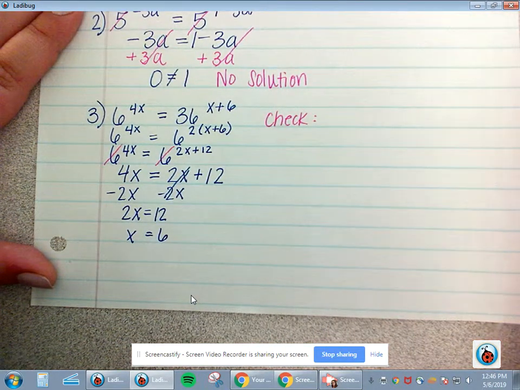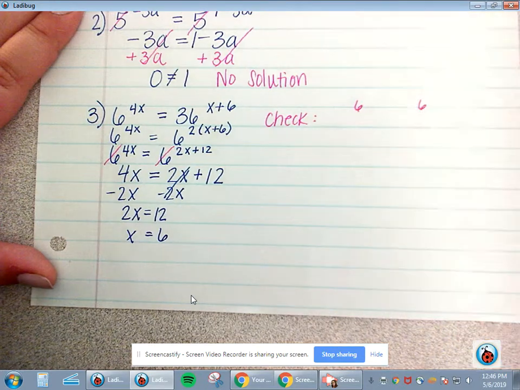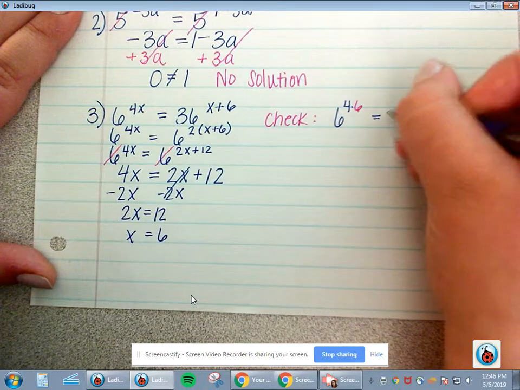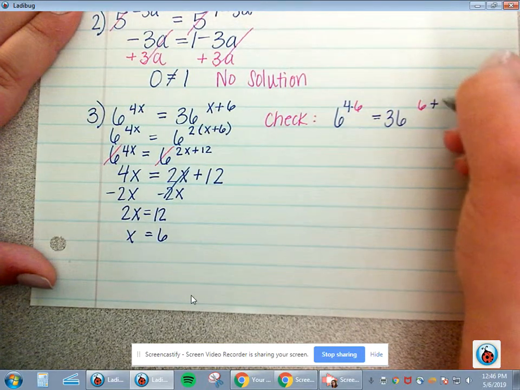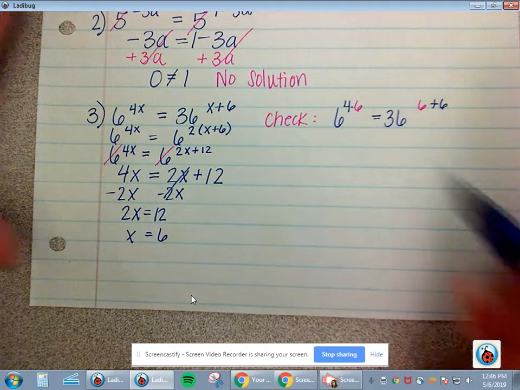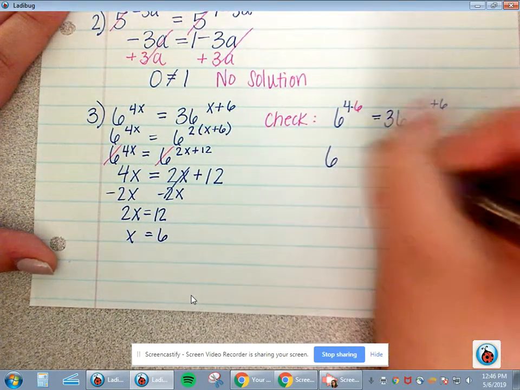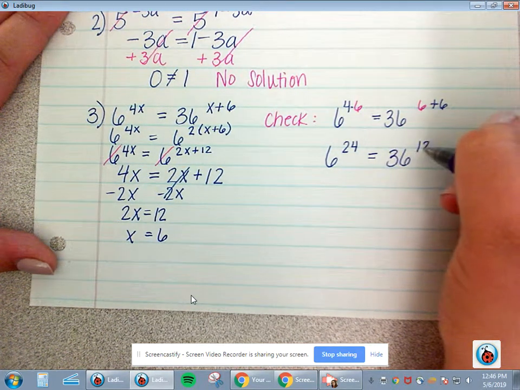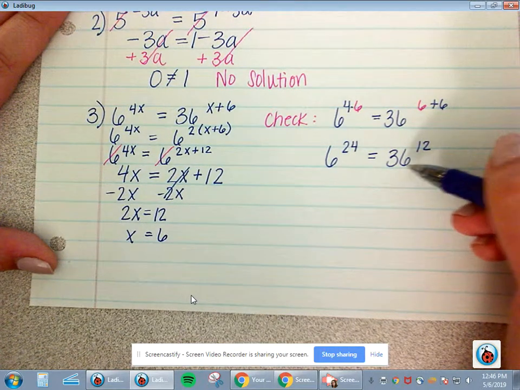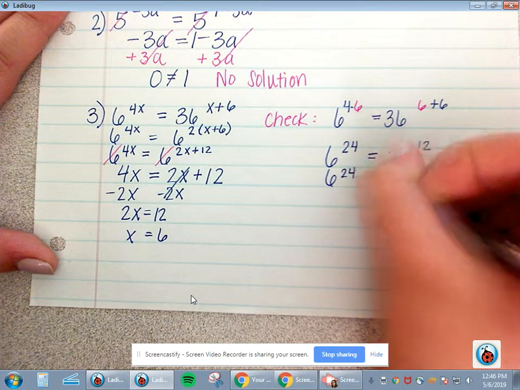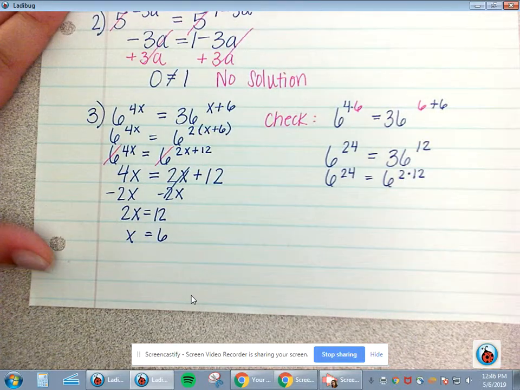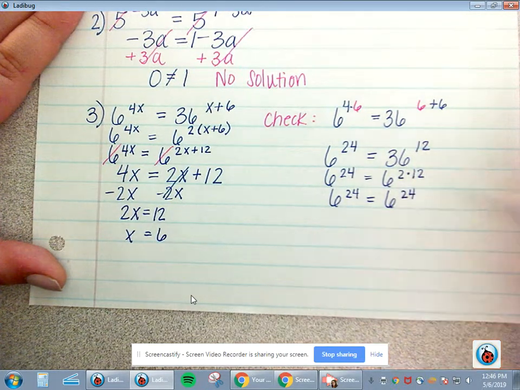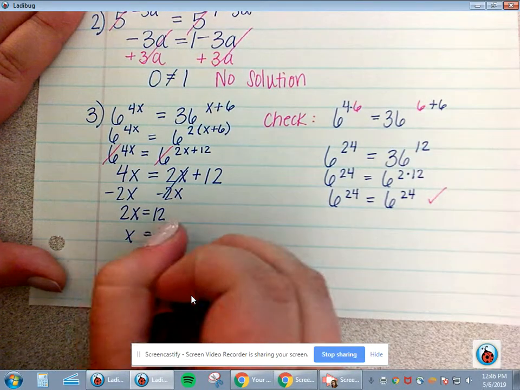If I plug it into the original, I have 6 to the 4x equals 36 to the x plus 6, so with x equals 6, 6 to the 4 times 6 equals 36 to the 6 plus 6. On the left, I've got 6 to the 24th. On the right, I've got 36 to the 12th. Keeping in mind that 36 is 6 squared, we could rewrite it like this, and we see these actually are equal. So the check worked out, and this is the solution.